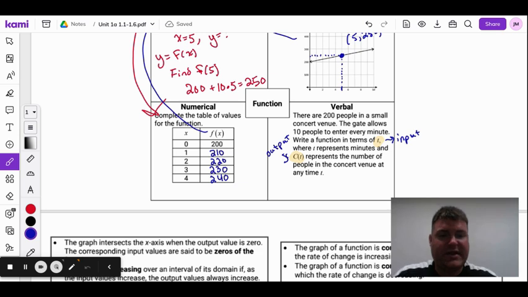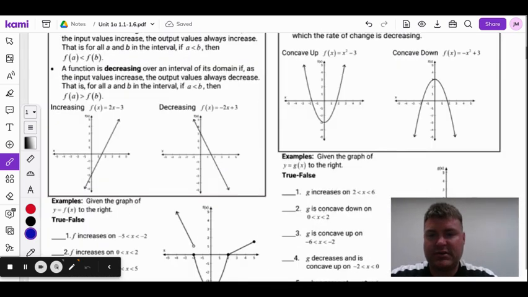And let's be consistent with the letters and everything that we're doing here. So we have 200 people that are in a small concert venue. So we start with 200. We're in 10 people at a time, so plus 10t. Okay, and this is what c of t is equal to. That's all they ask, just what does this function represent. Okay, moving on.